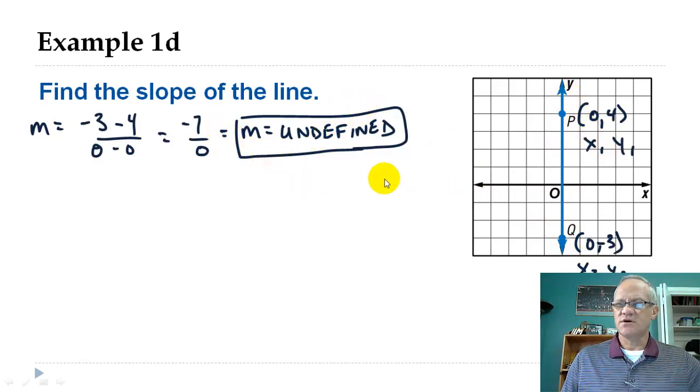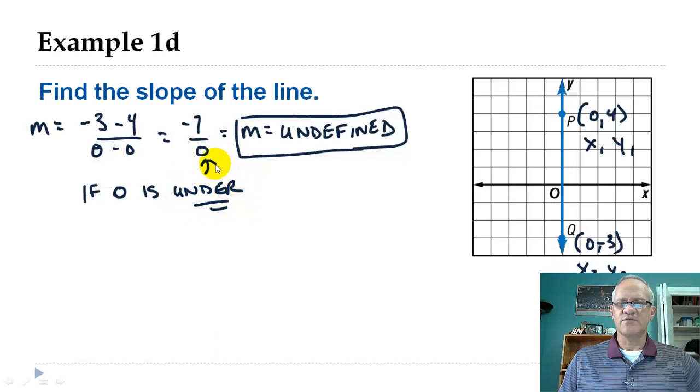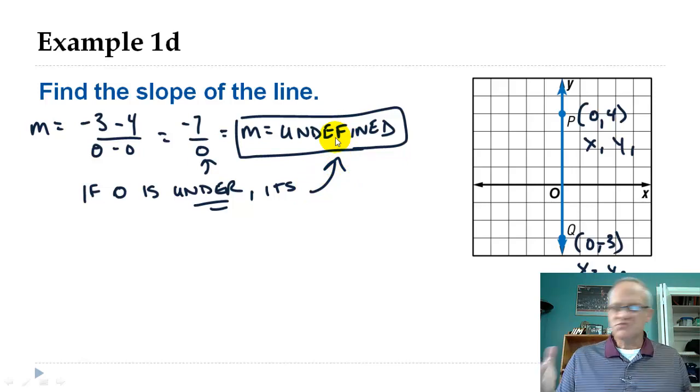0 is straight across, straight sideways. Here's a little trick that I have that might help you remember this, because sometimes people get confused about when 0 is on the bottom or when it's on the top. If the 0 is under, on the bottom of the fraction, then it's undefined. So if 0 is under, it's undefined. If 0 is on top, it's just 0. Just a little thing I made up.